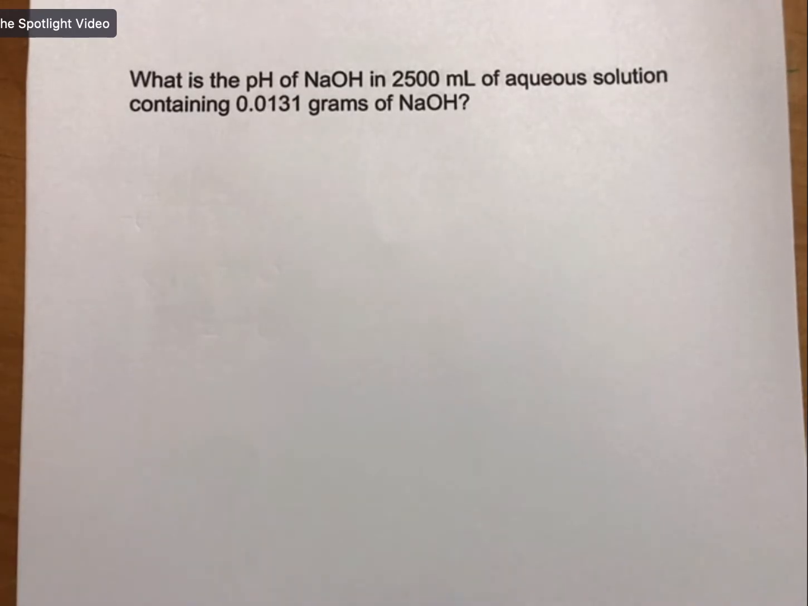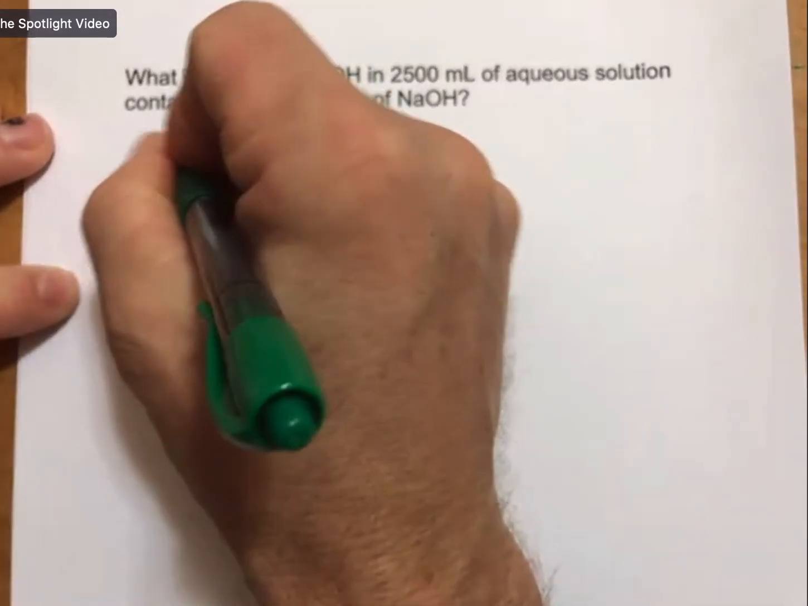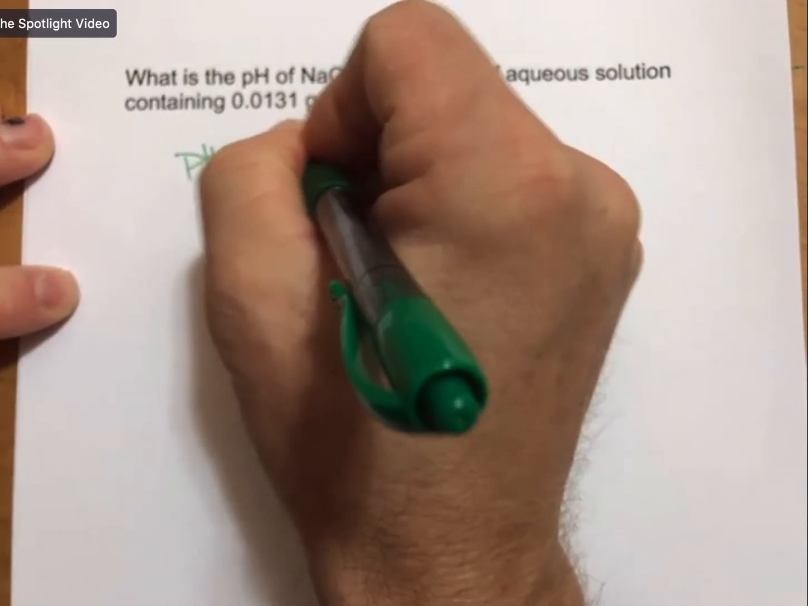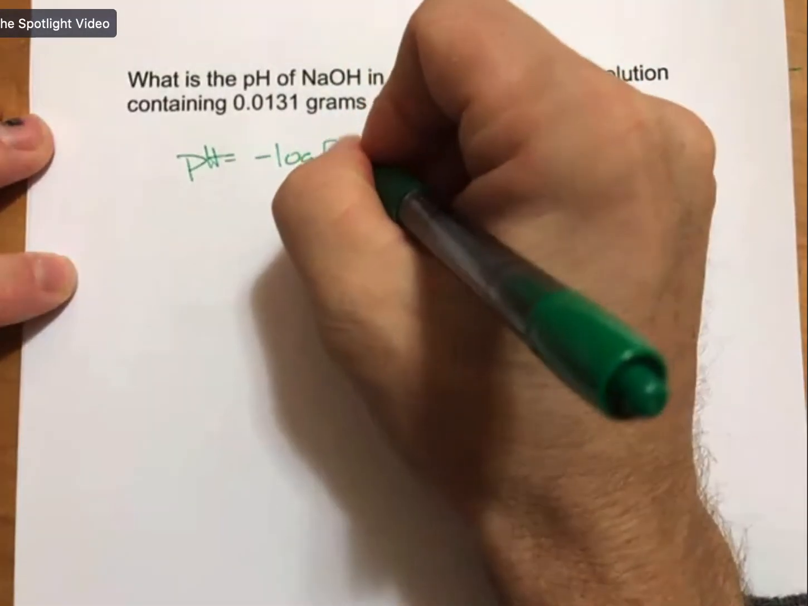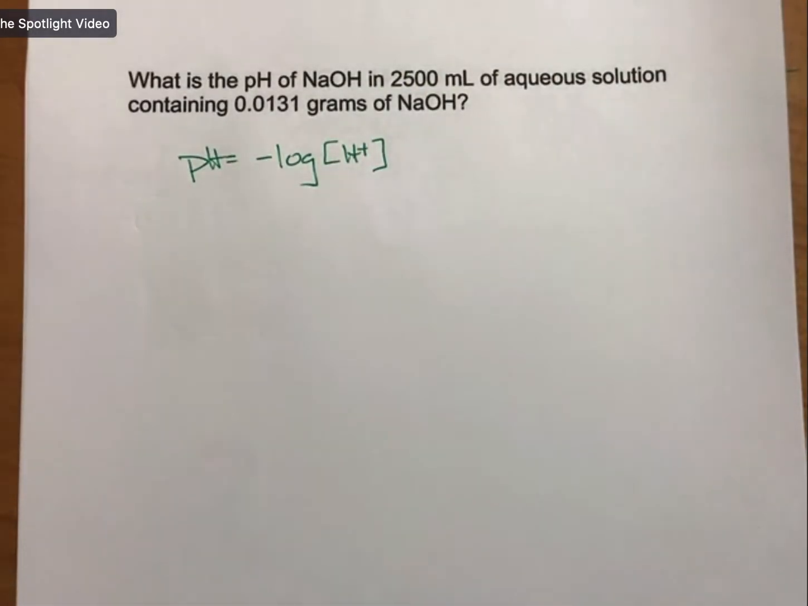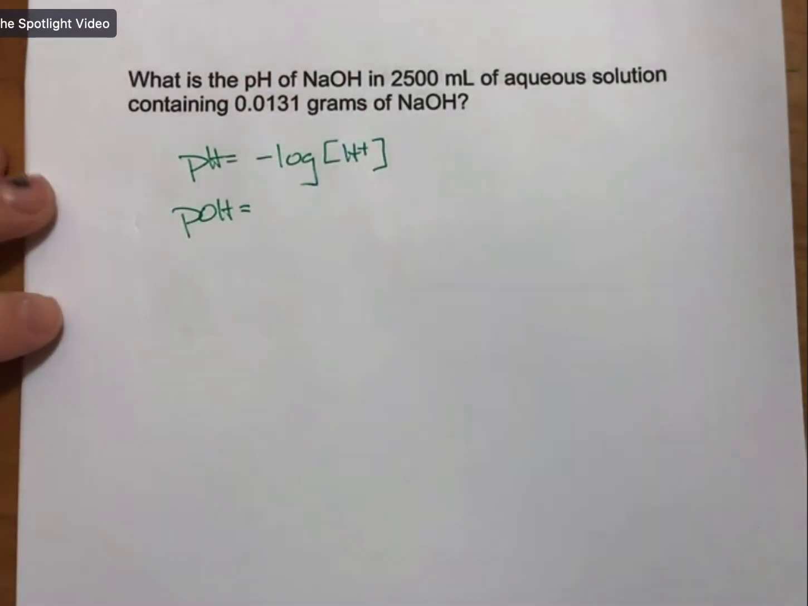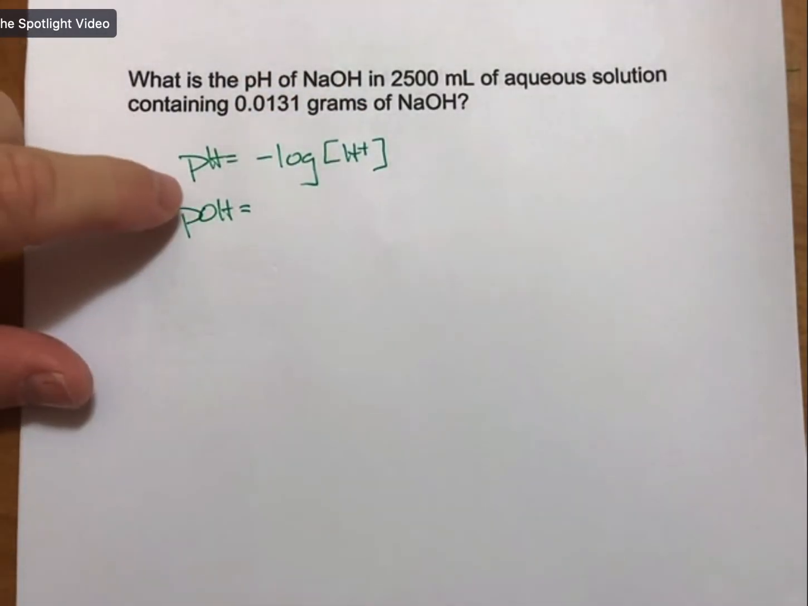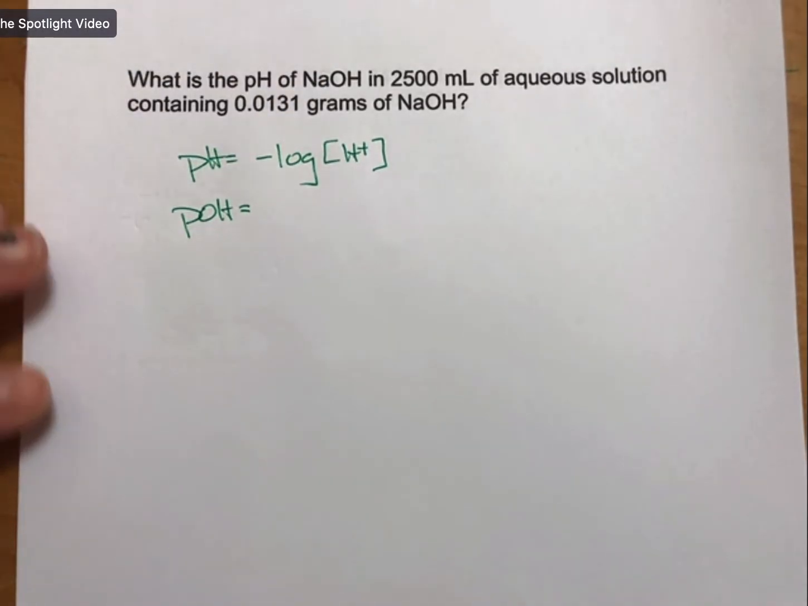For this approach, what we're going to need to do is pH equals minus log of the concentration of H+. That's one of the equations we have. I would suggest we have another equation as well called the pOH. That might be easier for us to use because we are working with sodium hydroxide solutions, which are basic.